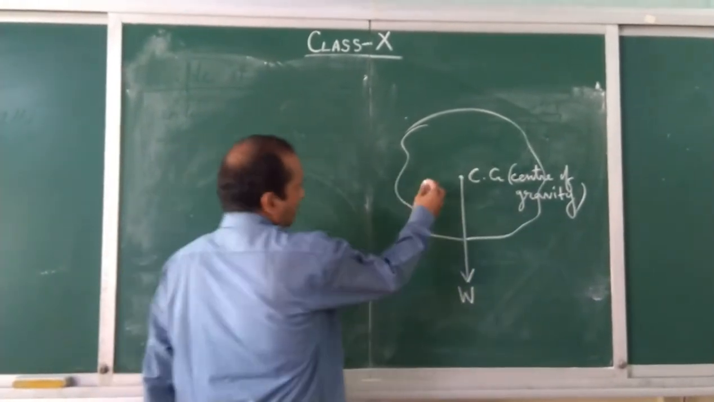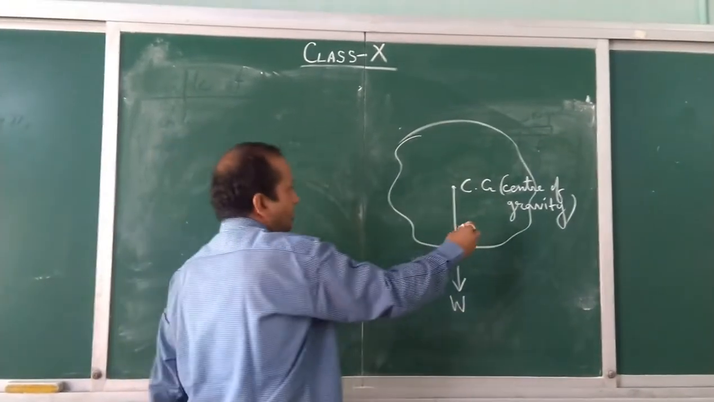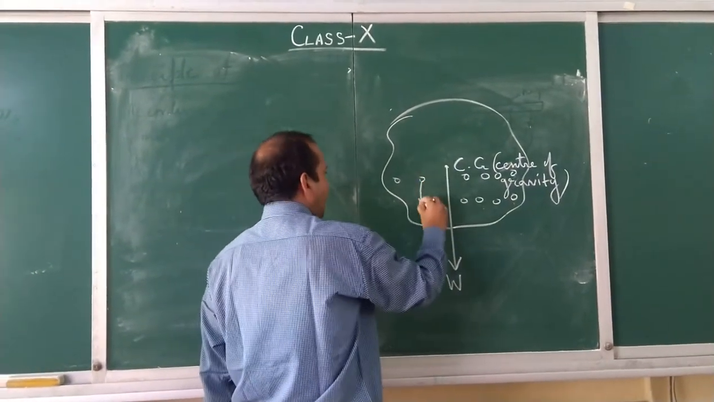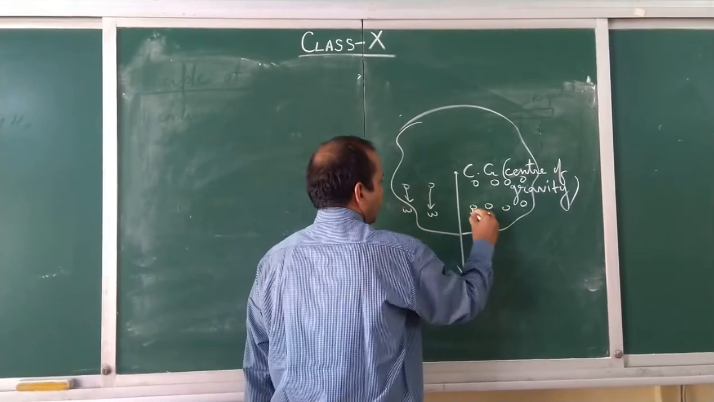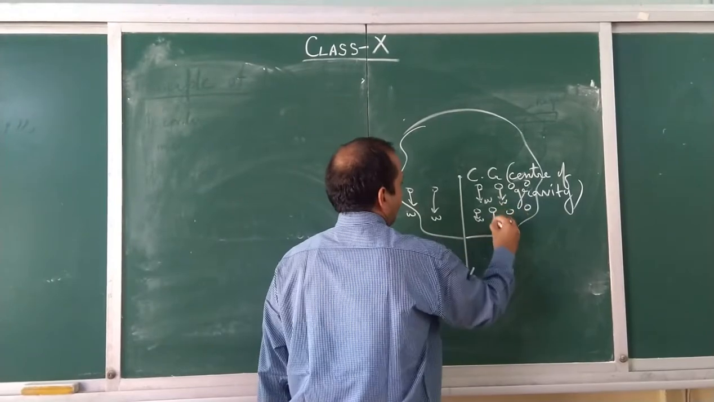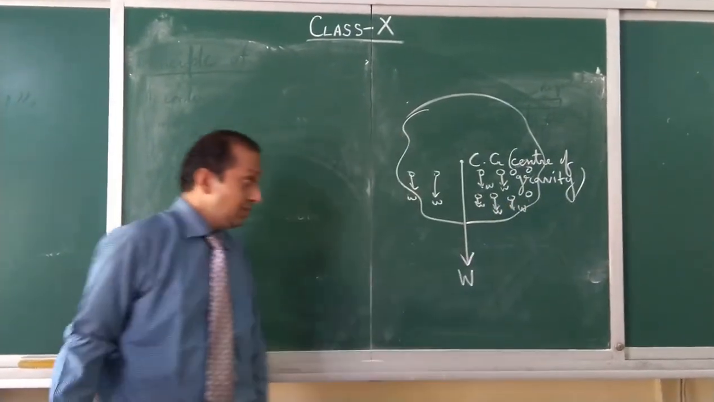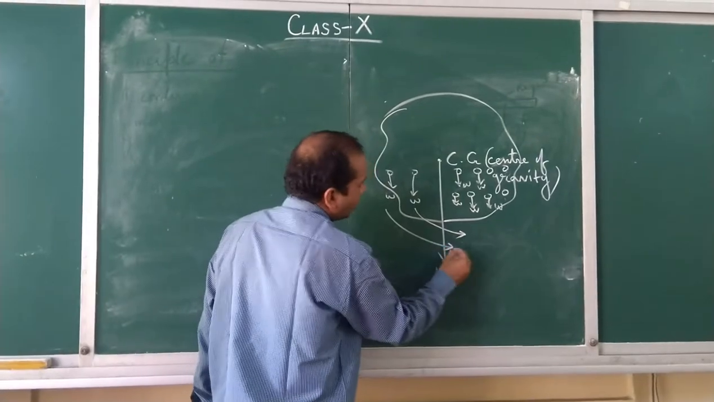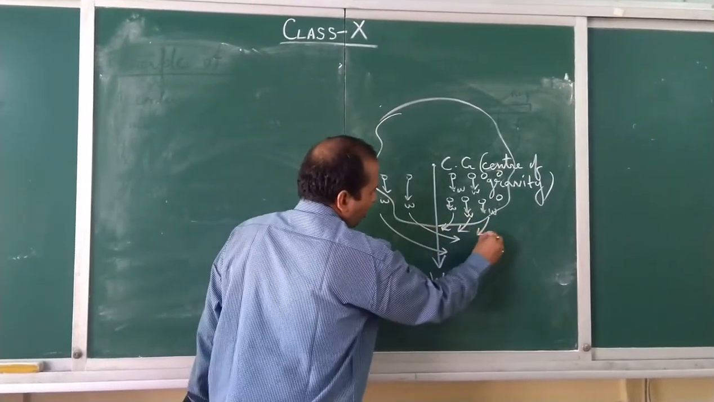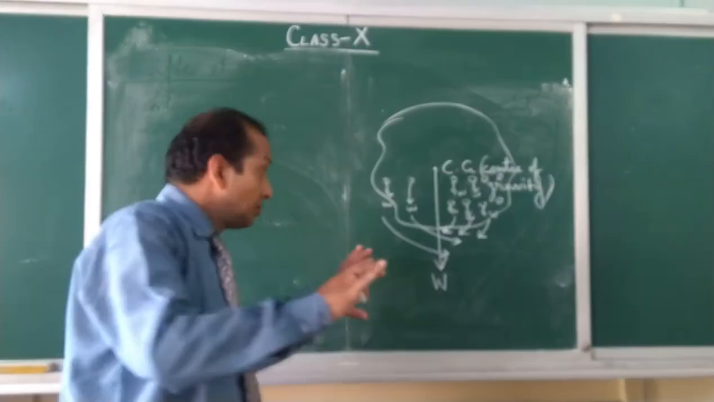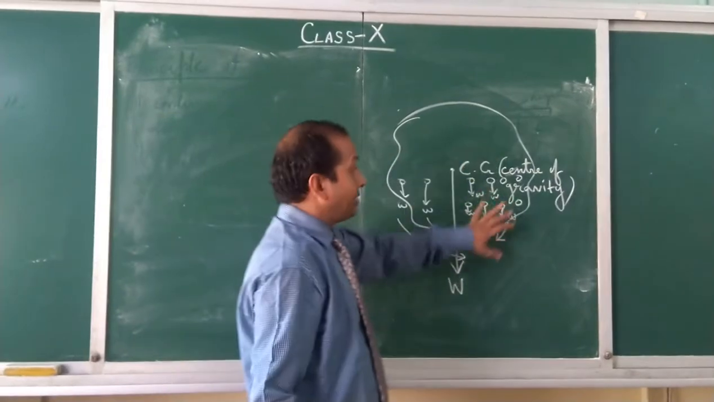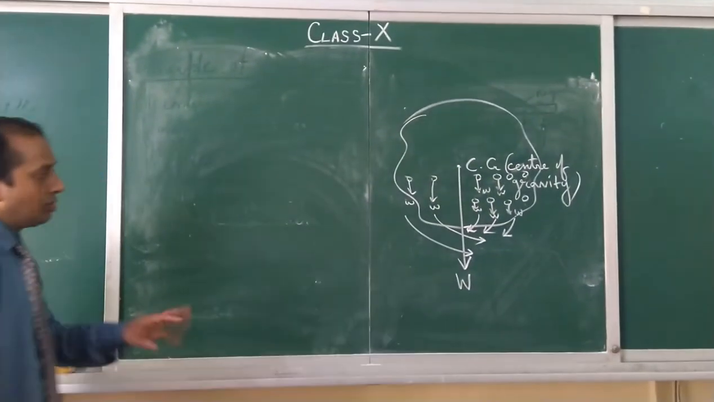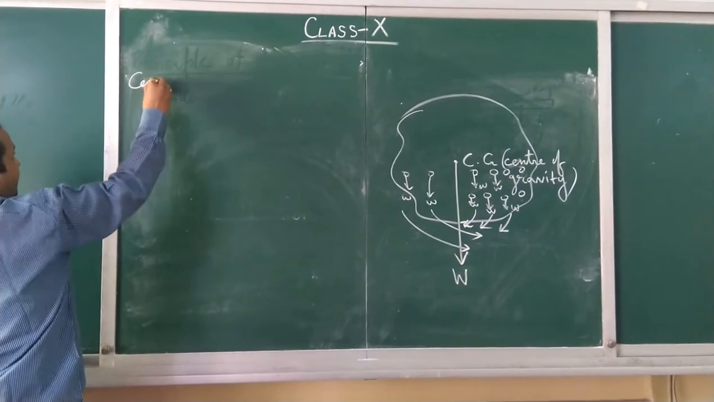And children, this whole body is made up of several particles, and all these particles have their own weights. So the algebraic sum of moments of the weights of all the particles constituting the body about this point is what I want to say about the center of gravity.